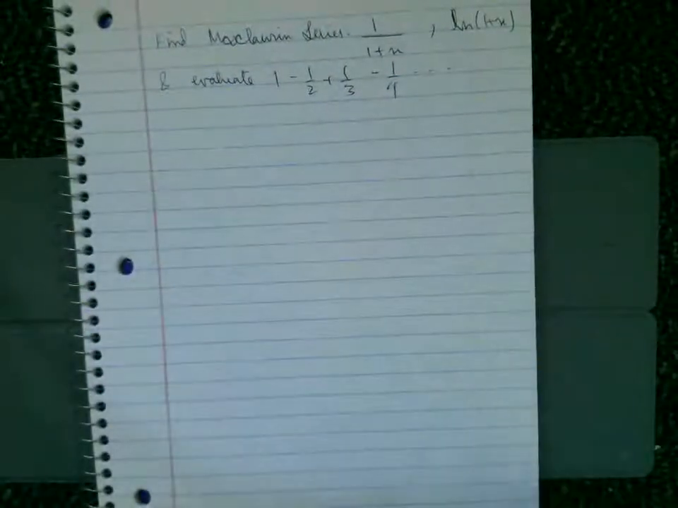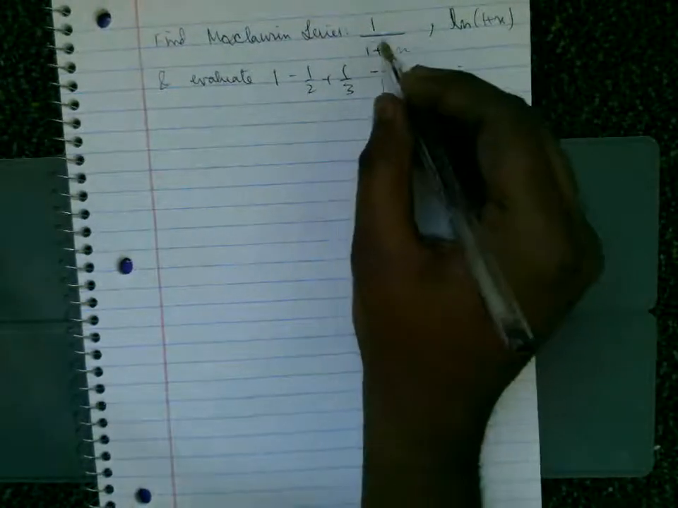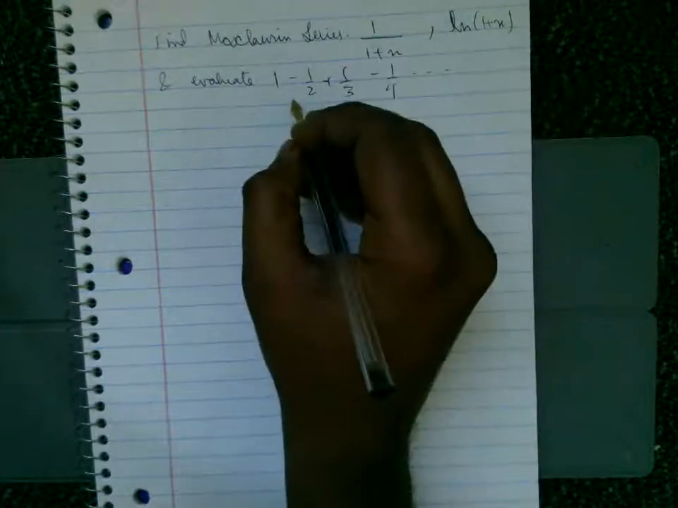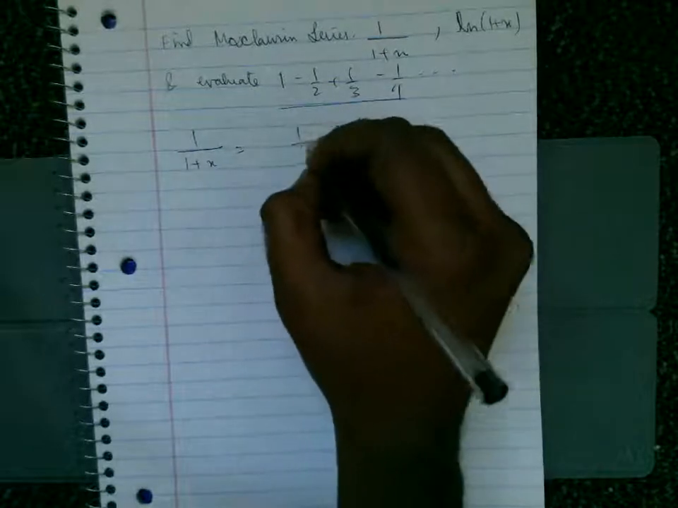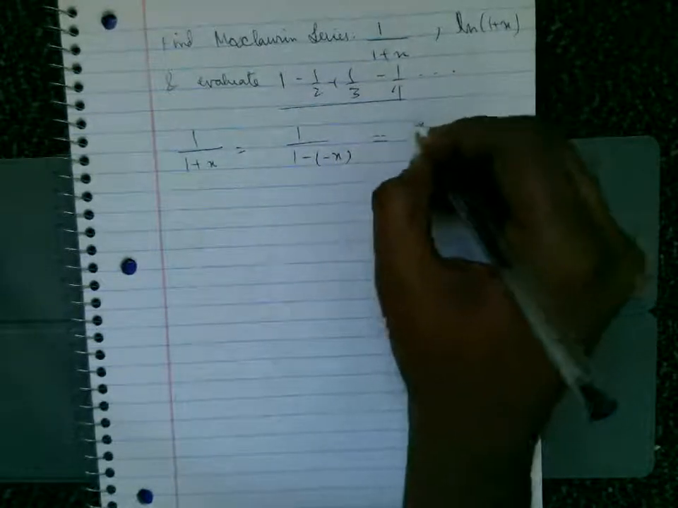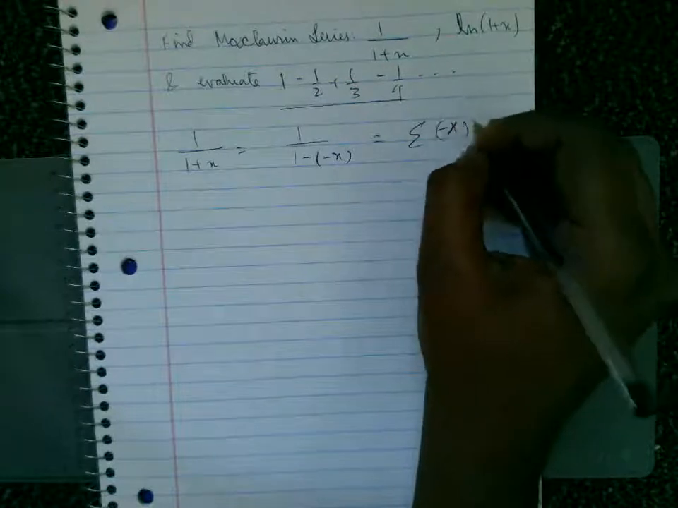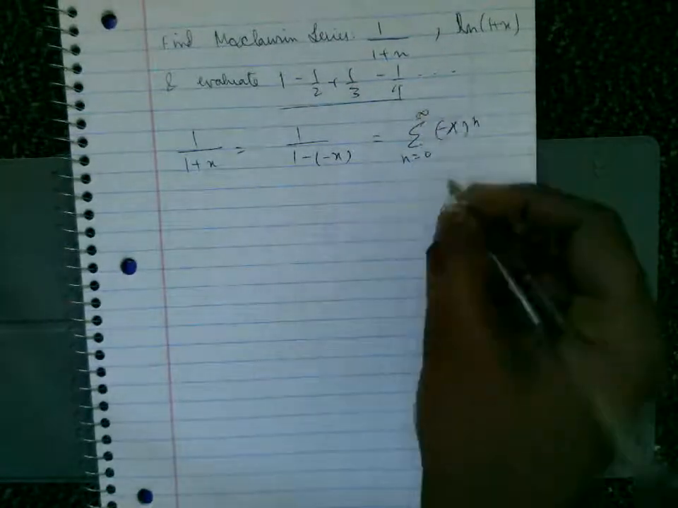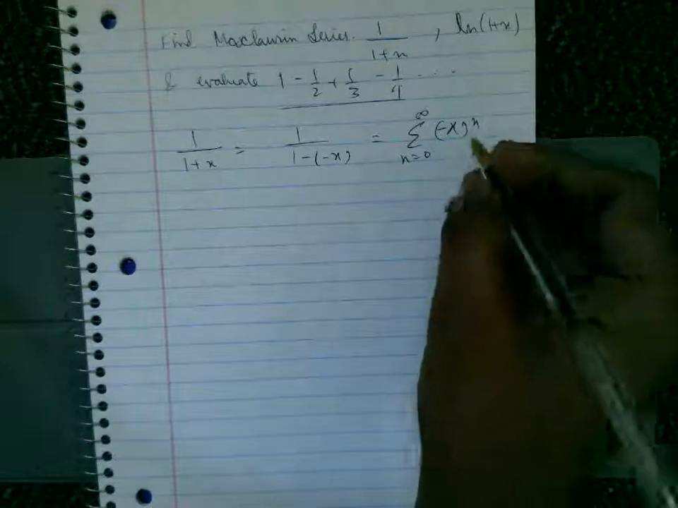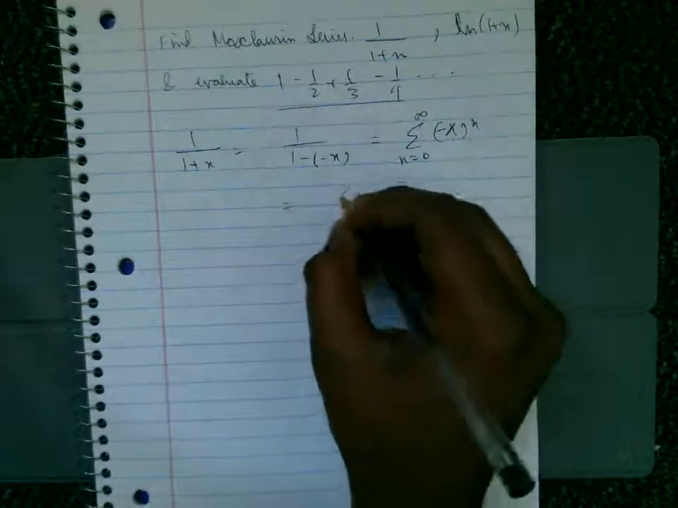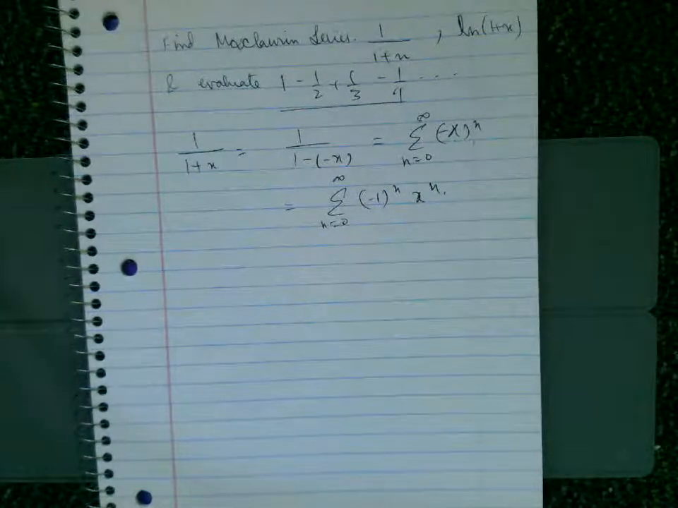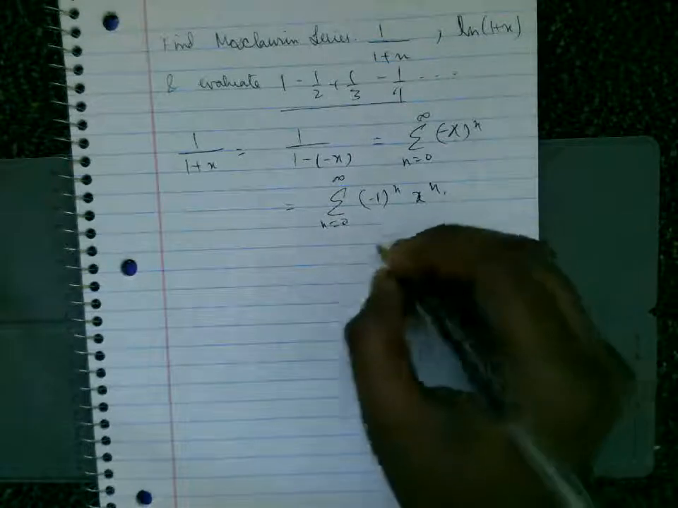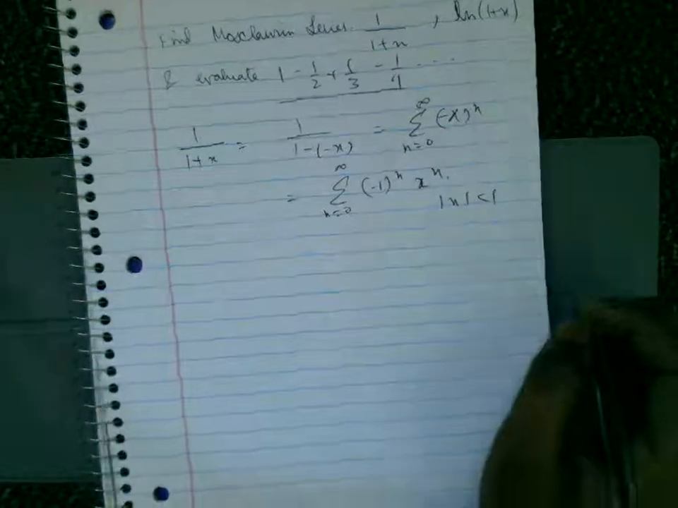Alright, so the next question is to find the Maclaurin series of log of 1 plus x, and to evaluate some summation. So remember that 1 by 1 plus x is 1 by 1 minus (minus x). This can be written down as the sum over (minus x) to the power n, running from 0 to infinity, where modulus of x is less than 1.